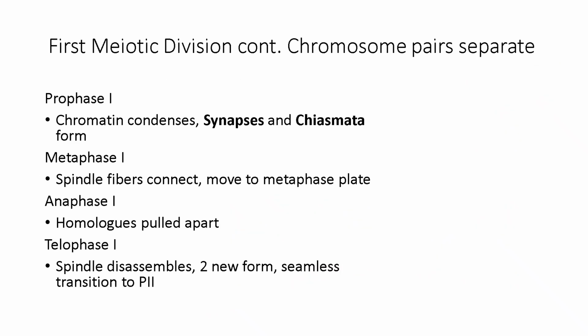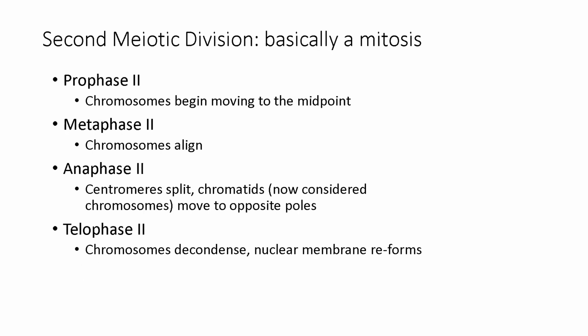During metaphase I, spindle fibers attach to the paired homologous chromosomes and align them at the metaphase plate. In anaphase I, the homologous chromosomes are pulled apart toward opposite poles of the cell. Telophase I follows with spindle disassembly and the formation of two new nuclei, often blending seamlessly into the second meiotic division. The second meiotic division resembles mitosis.